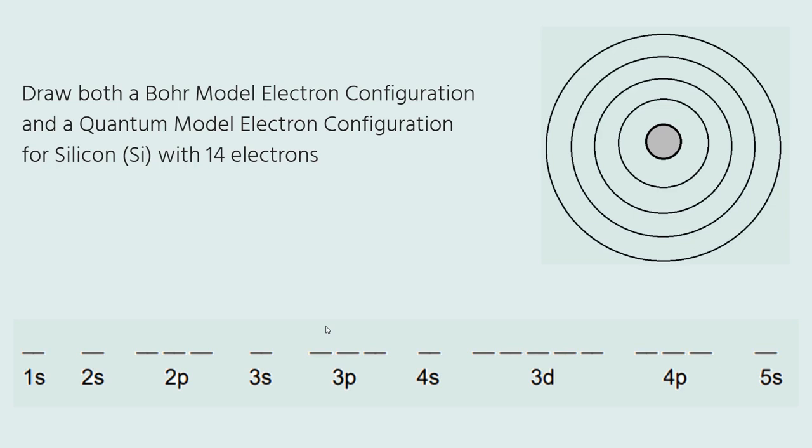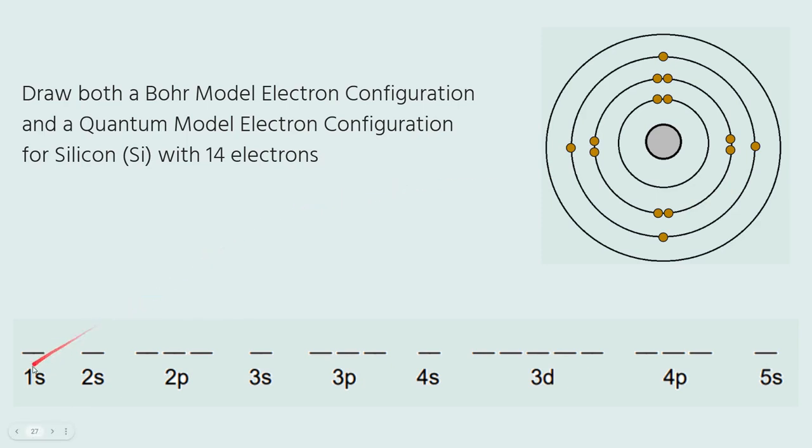And now let's do a quick Bohr model electron configuration for silicon, followed by the quantum model electron configuration. Since silicon has 14 electrons, doing this Bohr model first, we put 2 in the first row. In the second ring, 1, 2, 3, 4, 5, 6, 7, 8. We have now a total of 10 electrons. And in the third ring, 1, 2, 3, 4. And that gets us to the quantum model electron configuration for silicon.